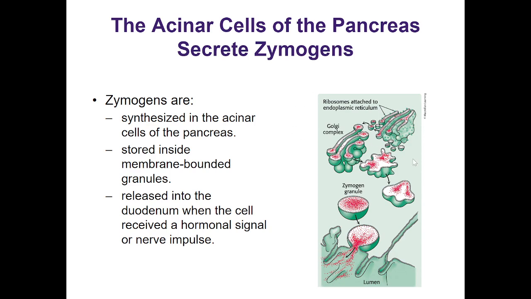Anyways, zymogens are synthesized in the acinar cells of the pancreas and stored inside membrane-bound granules, and here's the zymogen granule here, right? Then this is going to be released into the duodenum when the cell receives a hormone signal or a nerve impulse. Right here, we have the ribosomes attached to the endoplasmic reticulum. We're synthesizing, and they're going to get transported to the Golgi complex. We're going to assemble, and we'll get our zymogen granule.